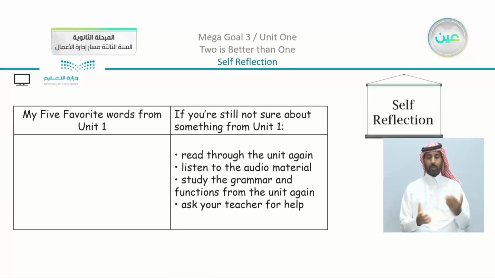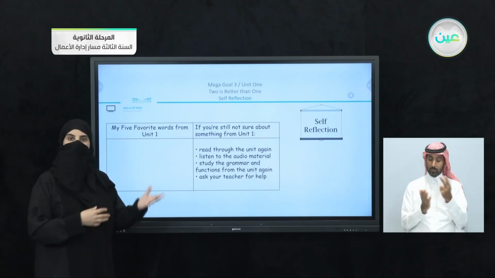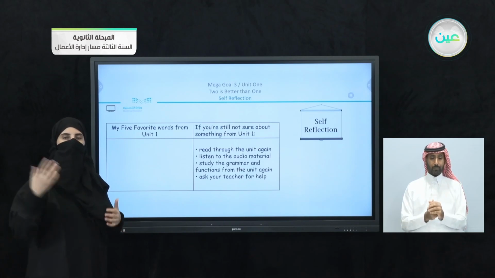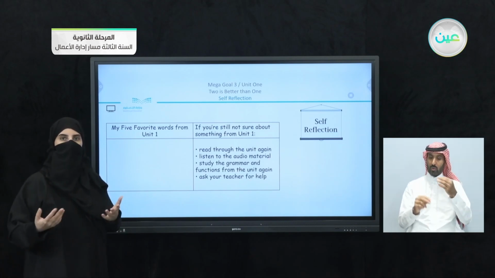The last part in the self-reflection is to write my favorite words from Unit 1. You can choose from the vocabulary or maybe something that you learned from the reading or the discussion. So there are many words that we have in the unit. You can choose 5 words that you remember.